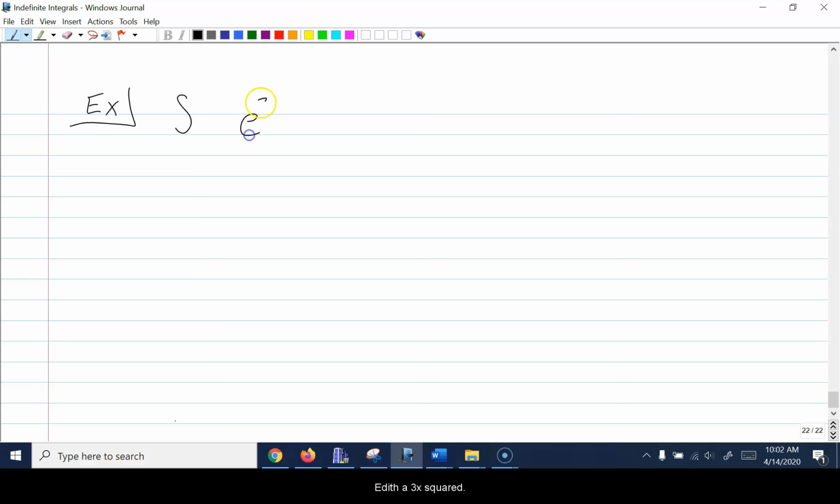Let's do e to the 3x squared minus 1 with an x out front. And let's say this is the integral from 0 to 1. And I need a dx. So I'm going to try doing a u substitution. I need to pick my u thing.